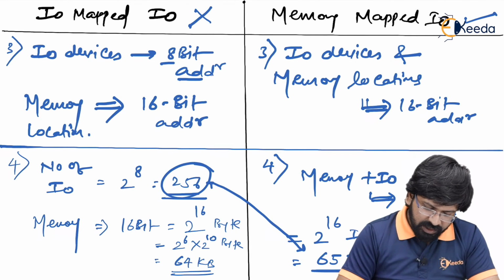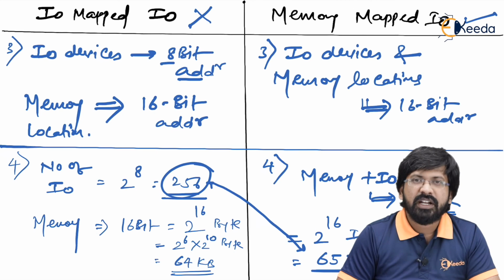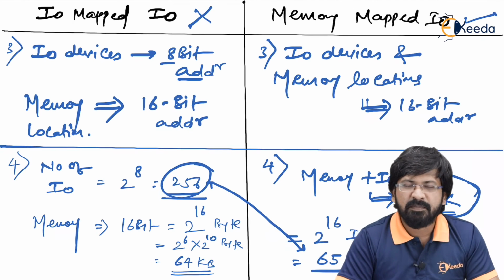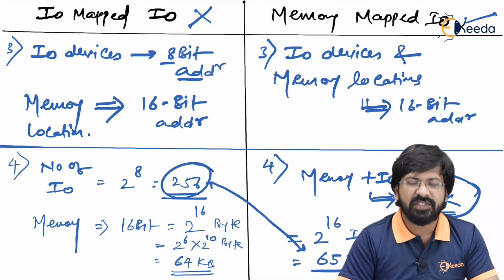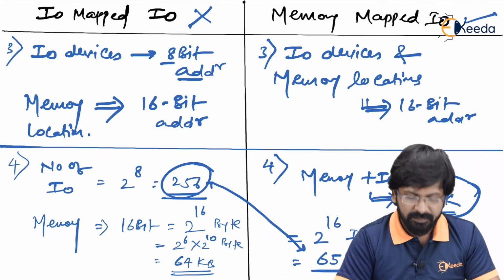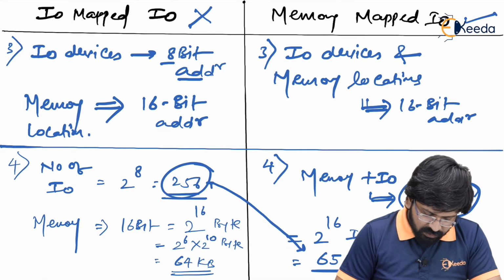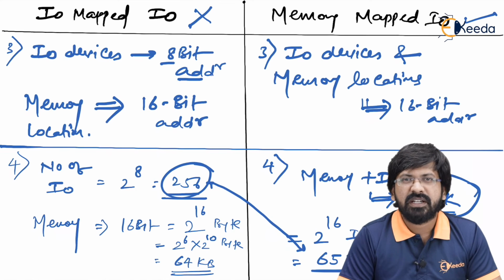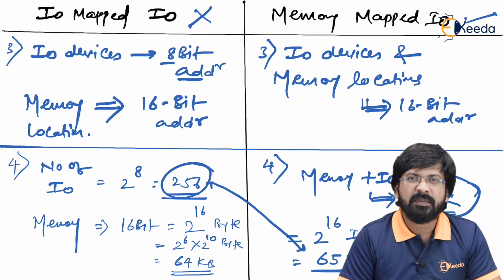Remember that in memory mapped IO technique, it is not possible to have 64 KB memory. It is memory plus IO devices. In totality, you will have 64K addresses, right? So the problem with memory mapped IO is that the size of memory is reduced as compared with IO mapped IO.